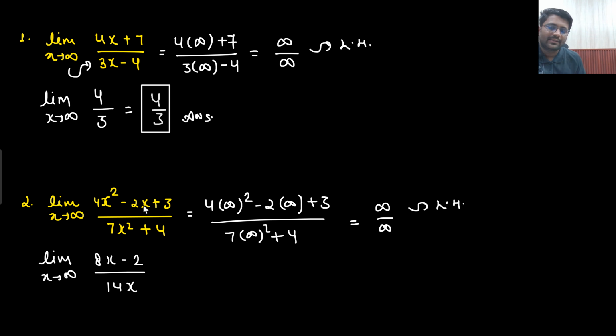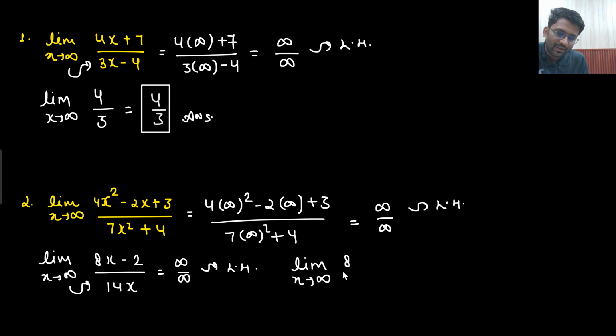Right? 8x minus 2 divided by 14x. Again, if you put the limit here, again infinite by infinite, again you have to apply L'Hopital rule. How will you apply the L'Hopital rule? So limit x tending to infinity, again you differentiate, 8x will give you 8, 14x will give you 14. What is the answer? 8 by 14 is the answer.